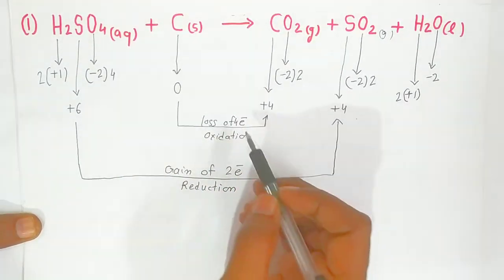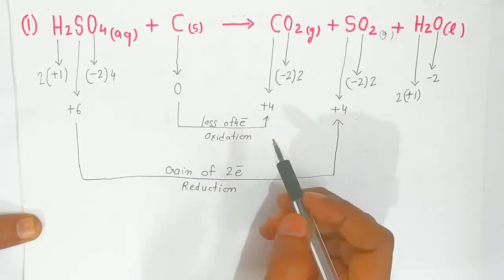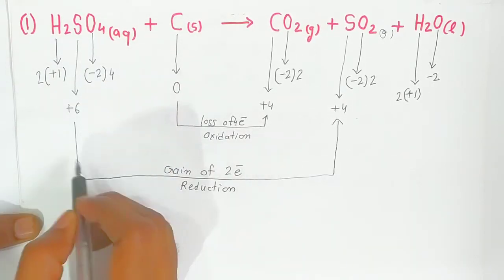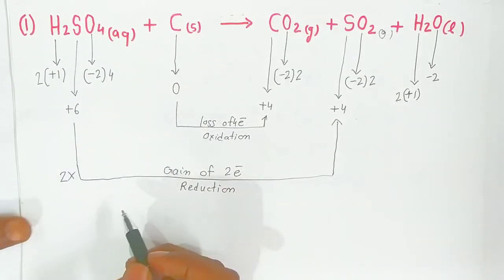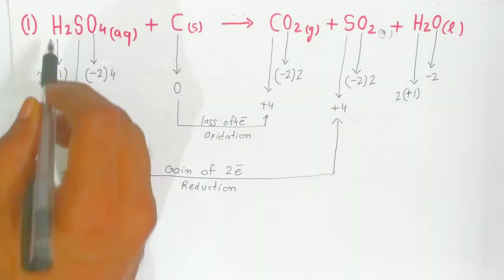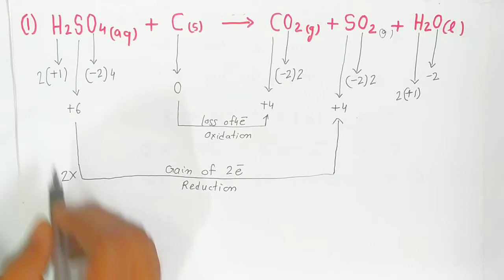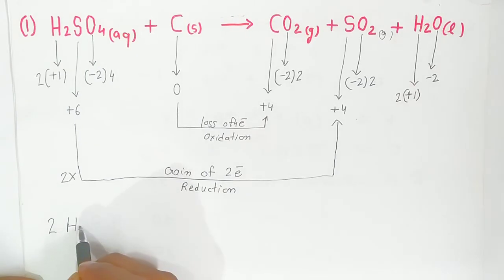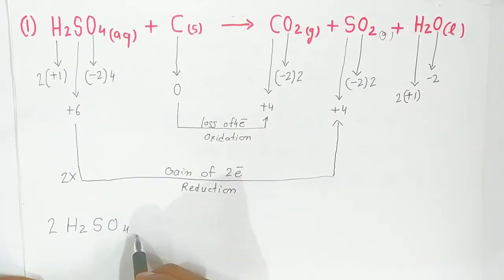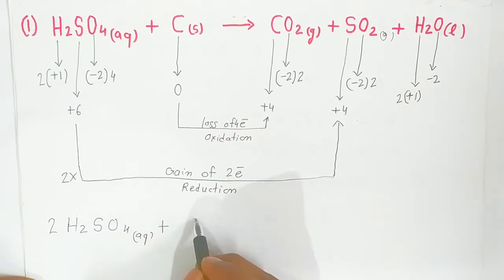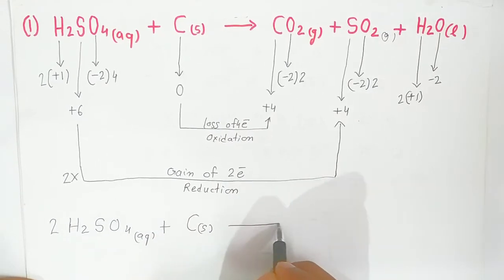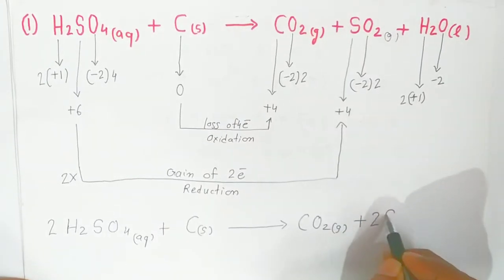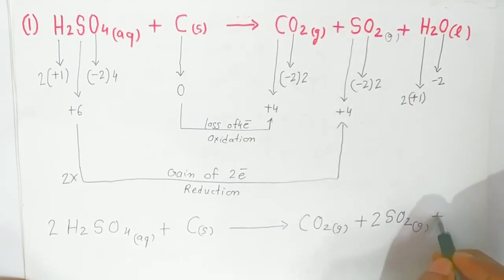Okay students, now if you want to equalize the total loss and gain of electrons, you have to multiply the sulfur side by 2, on both the reactant side as well as the product side. Now your new balanced equation will be 2 times H2SO4 aqueous, and carbon as it is, which gives you carbon dioxide gas, 2 times SO2 gas, and water as a liquid.